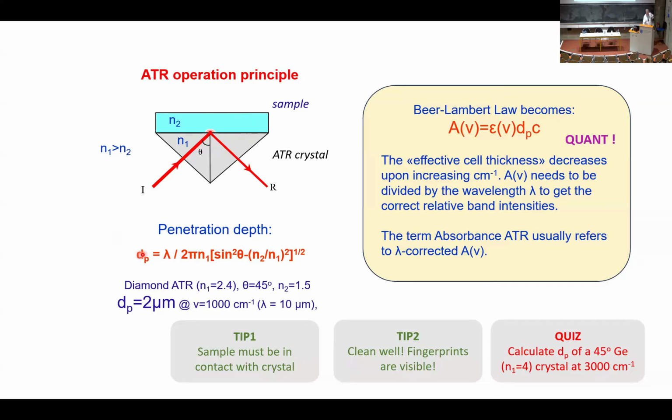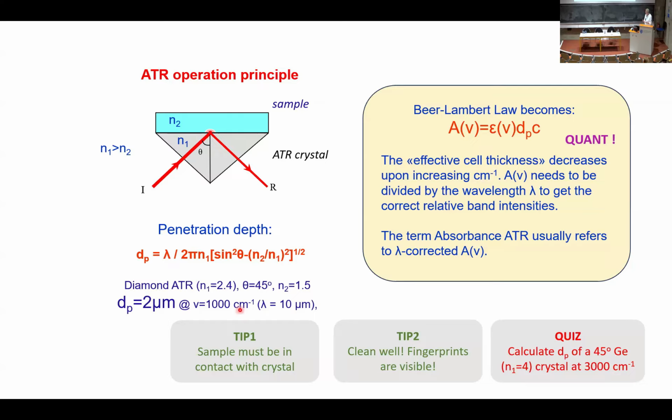If you do the calculations, this is the penetration depth. You will see that the penetration depth depends on the wavelength or on the wave number. Let's say at 1000 wave numbers, using a diamond at 45 degrees, and having a sample with a refractive index of 1.5, you get a penetration depth of 2 microns. It's very difficult to achieve 2 microns freestanding, nearly impossible for a clay, and completely impossible for water. Now, if I go to 3000 wave numbers, which is the upper part of the spectrum, this penetration depth will be reduced by a factor of 3, to 650 nanometers.